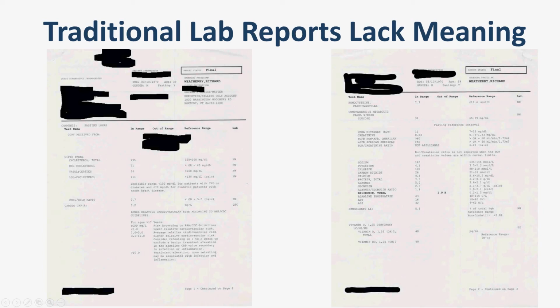But you know, one of the issues with traditional blood testing, and this is just a lab report that came back, one of the problems with traditional lab reports, if you could just take a look at this one here, is this provides absolutely no meaning. It's almost as if this has been designed to be deliberately obscure.